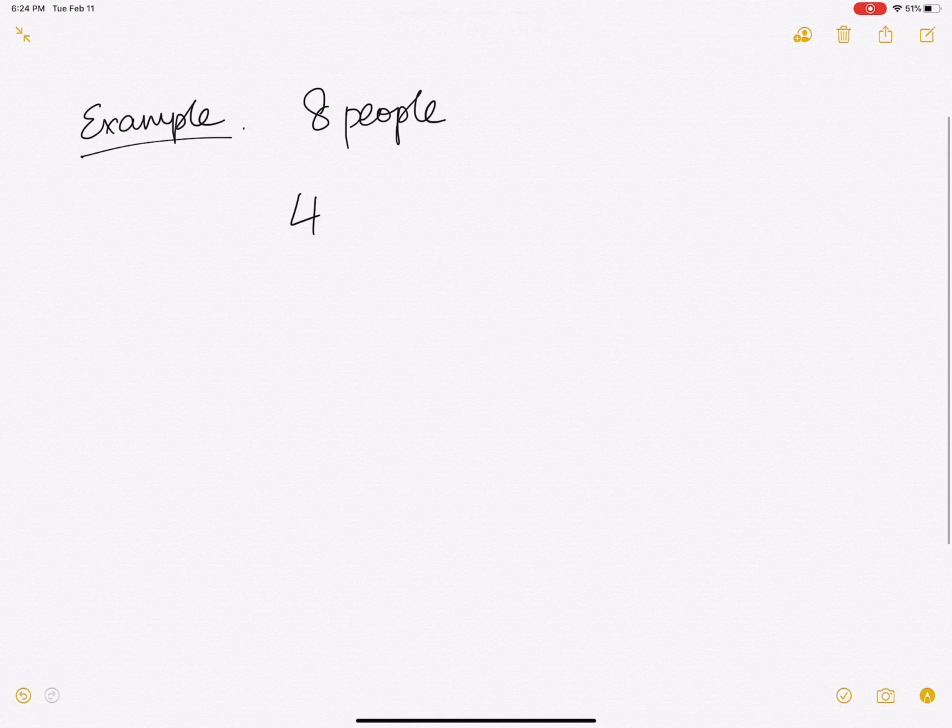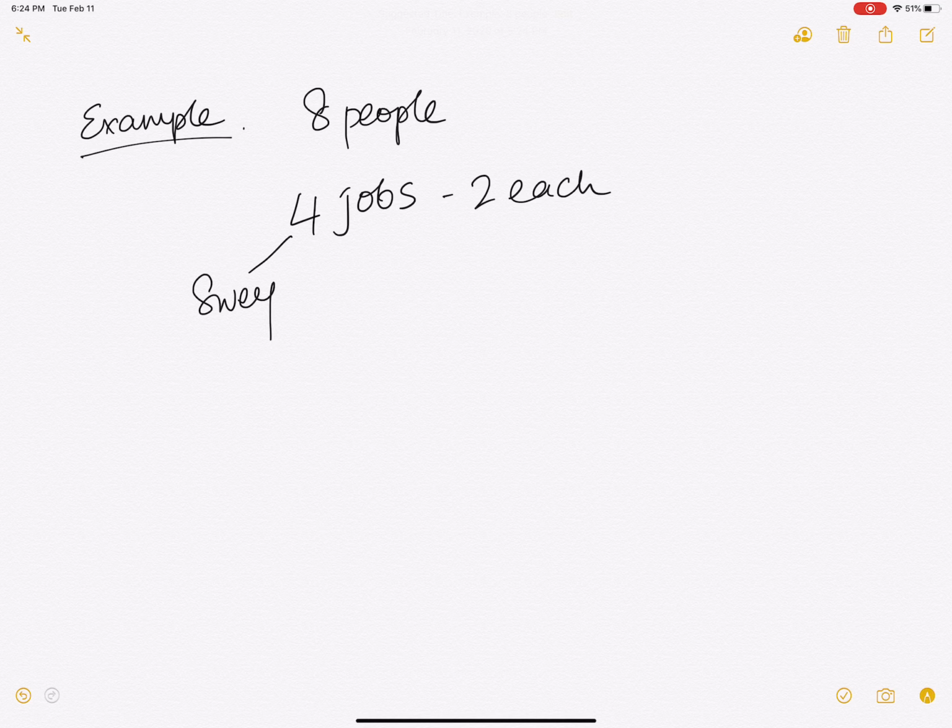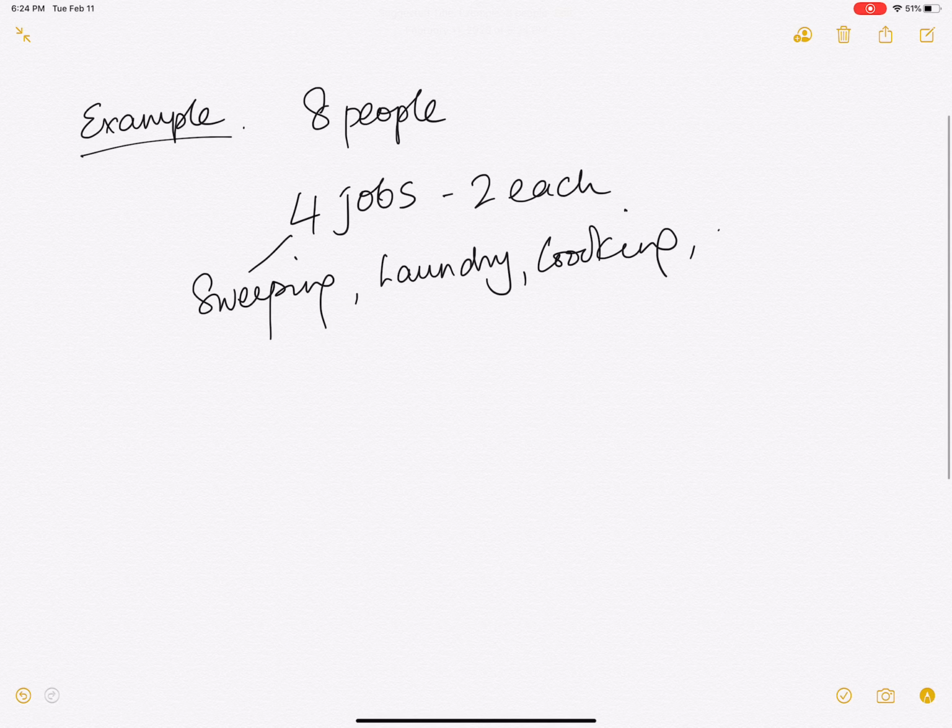And here's what we have. Let's suppose you have 8 people and you want the 8 people to do 4 jobs, two people each, and whatever be the jobs, sweeping and laundry and cooking and let's say dusting. Okay, so you want 2 people to sweep, 2 people to do laundry, 2 people to cook, and 2 people to dust.